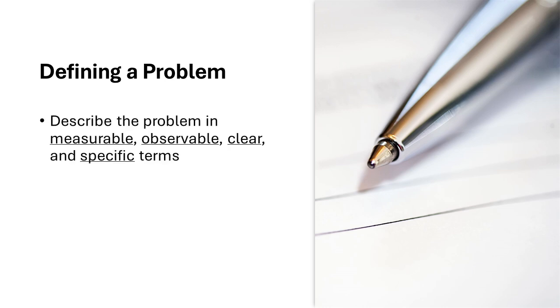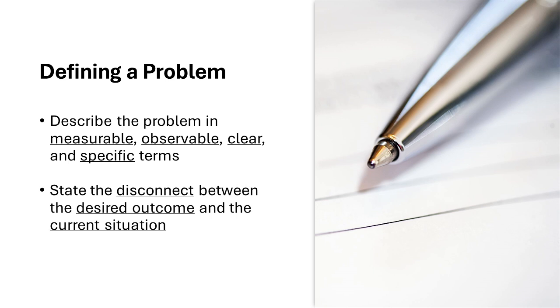There are 2 components to defining a problem. 1. The problem should be described in a way that is measurable, observable, clear, and specific. 2. There should be clear statements about the disconnect between what you want to happen and what is actually happening.